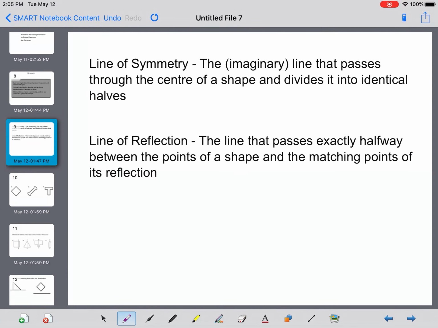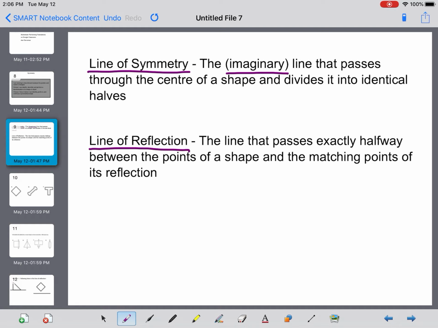Okay, so you guys have probably heard about symmetry a lot before. I know it's definitely something that you do in grade 4. So just a few reminders here. A line of symmetry is the imaginary line that passes through the center of an object or the center of a shape and divides it into identical halves. So I put imaginary in brackets because sometimes that line is imaginary, but today we're going to be actually drawing it and actually seeing it with our own eyes. So it won't be imaginary today.